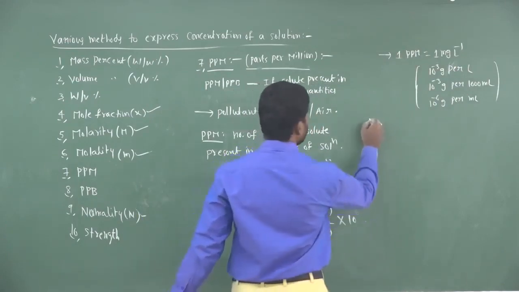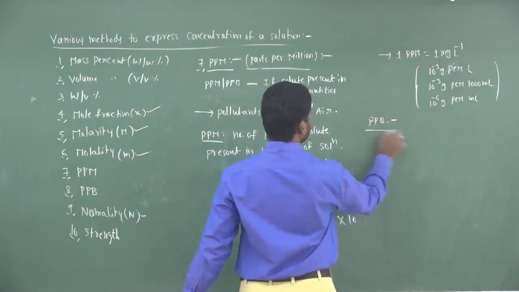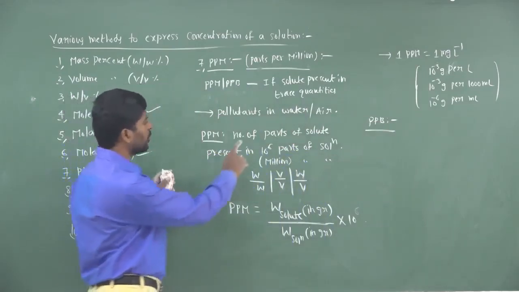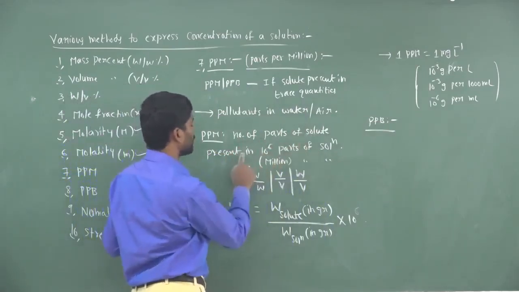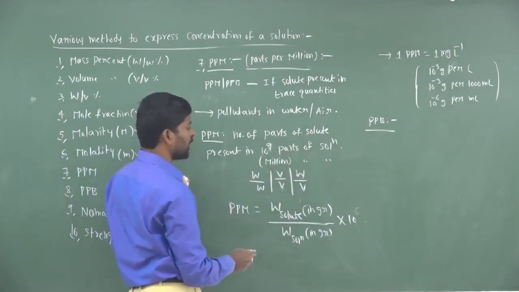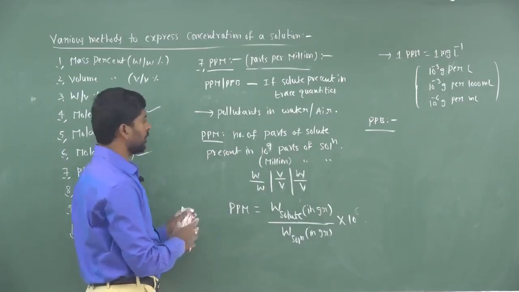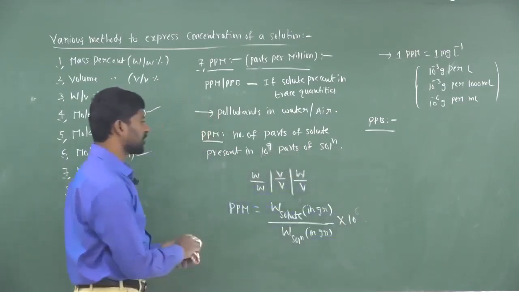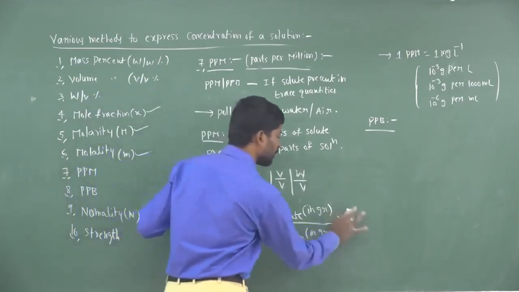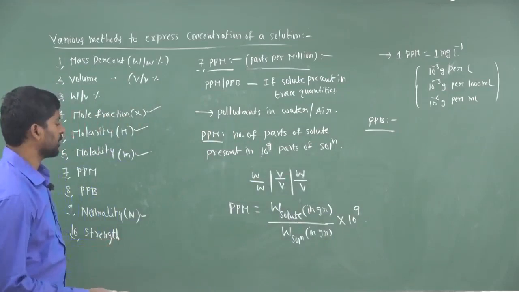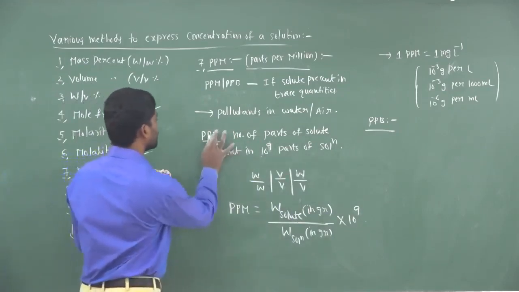Next one, ppb. How can you define it? It is the number of parts of solute present in 10 power 9 parts of solution, billion parts of solution. So simply, in place of 10 power 6 we get 10 power 9. That is ppb.